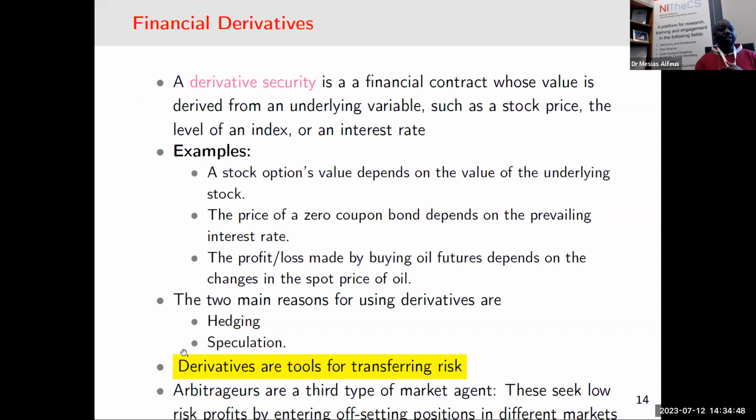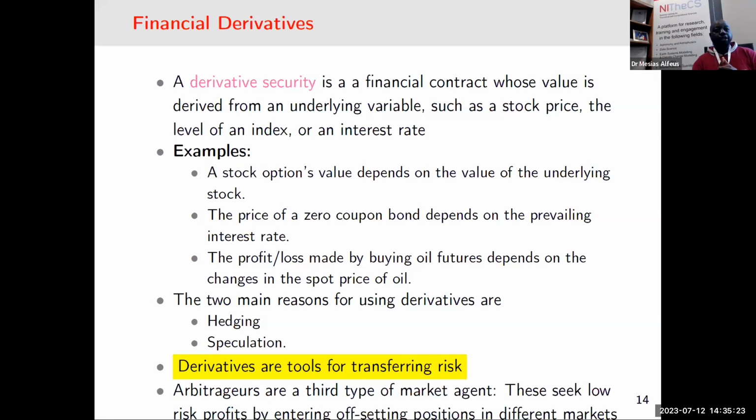Okay, so again, I'll go through why derivatives are popular. A derivative is a financial contract whose value is derived from another underlying asset or variable, such as stock price, or the level of an index, or the level of interest rate. For example, stock option values depend on the value of the underlying stock. The price of a zero coupon bond depends on the prevailing interest rate. So we say a zero coupon bond is a derivative.